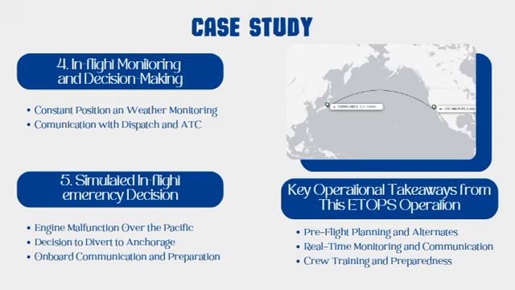And onboard communication and preparation. In this case, the crew informs passengers of the situation, manages in-flight services, and prepares for a potential emergency landing upon arrival at Anchorage. Ground teams are alerted to arrange for refueling and passenger accommodations.